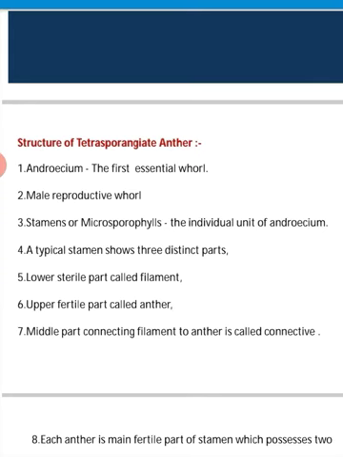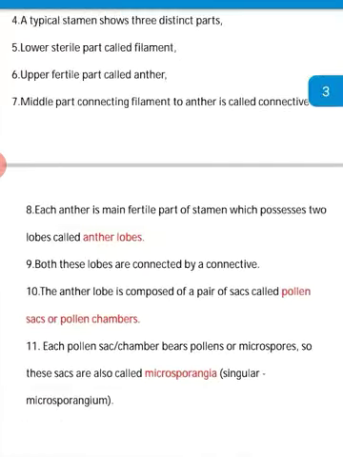A typical stamen shows three distinct parts: the lower sterile part called the filament, the upper fertile part called the anther, and the middle part connecting the filament to the anther, called the connective. Each anther is the main fertile part of the stamen, which possesses two lobes called anther lobes. Both these lobes are connected by a connective.